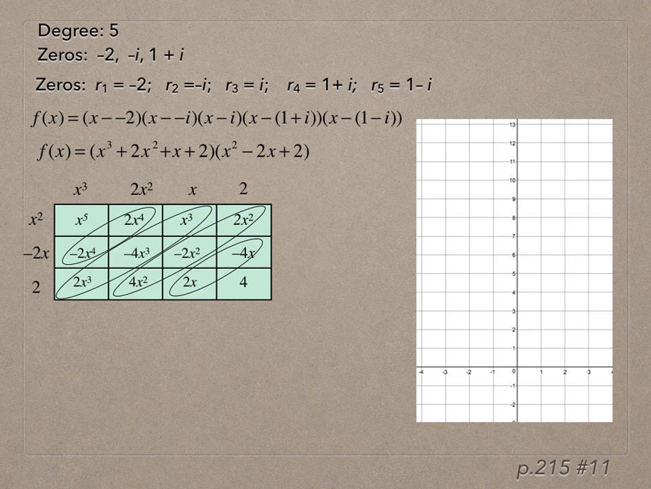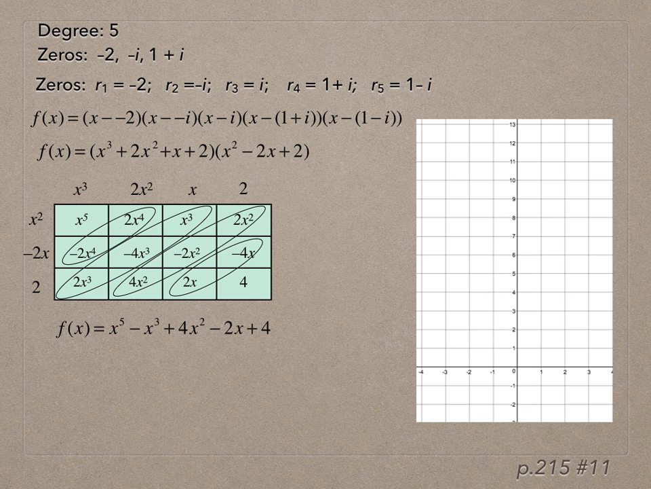And now we will finally represent our function, which we knew was a 5th degree polynomial function, as x to the 5th minus x to the 3rd plus 4x squared minus 2x plus 4.